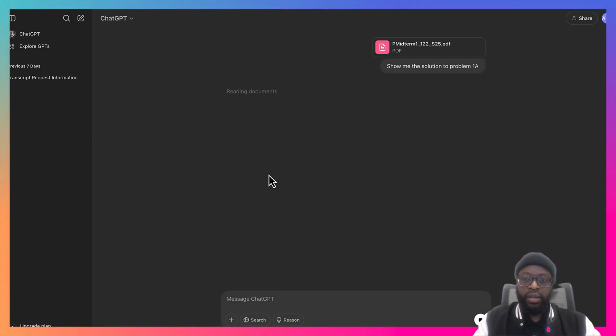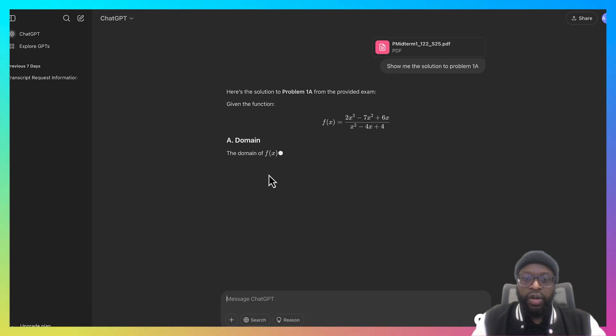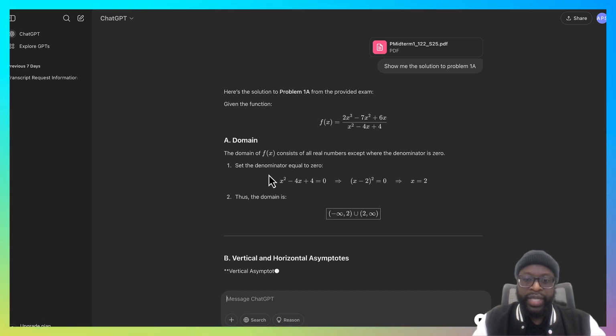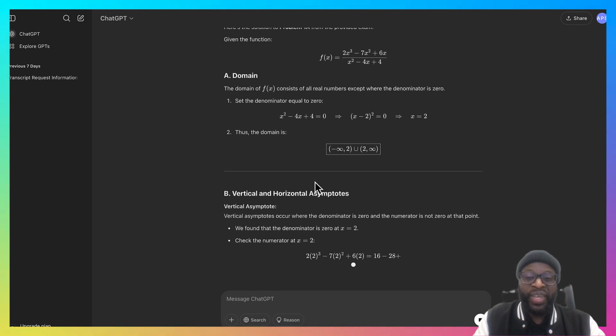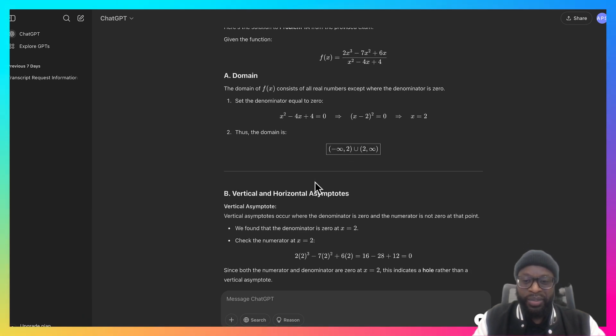Okay, and let's see what we get. So we have our function, the domain, an explanation, basically setting the denominator equal to 0, and where that doesn't happen is our domain, and they just go ahead and give me everything. Okay, not a problem. 1B, vertical and horizontal asymptotes.